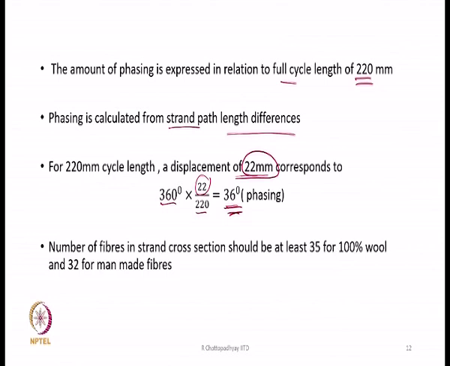For such kind of technology, the minimum number of fibers which is required is around 35 for wool or 32 for man-made fibers, because man-made fibers are much more regular. In wool, there are length differences, all the fibers in the wool may not be exactly of the same length. So, typically this is the bare minimum number of fibers which is required.